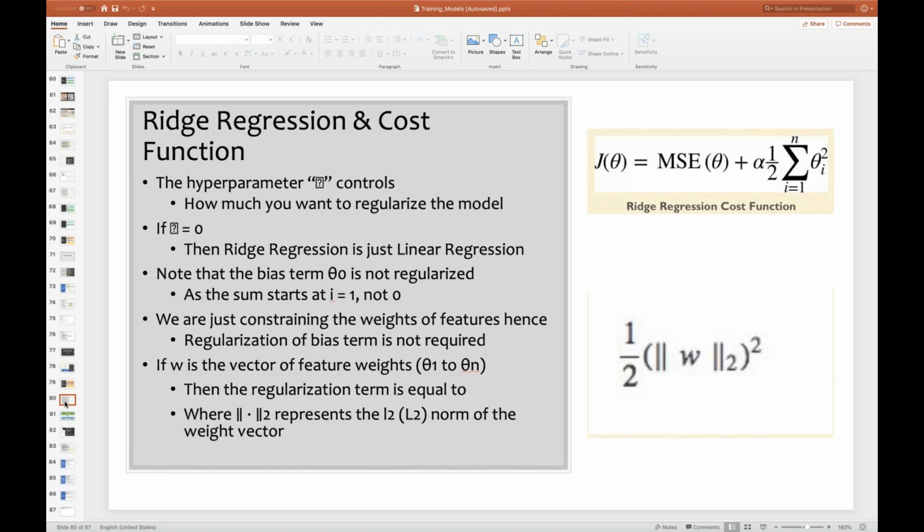Now, note that the bias term theta of 0 is not regularized, as the sum starts at i equal to 1, not 0. Don't worry about it. Here, what he is trying to do is explain the formula implementation under the hood. We are not bothered about it, but we need to understand how the formula works. Now, note that the bias term theta of 0 is not regularized.